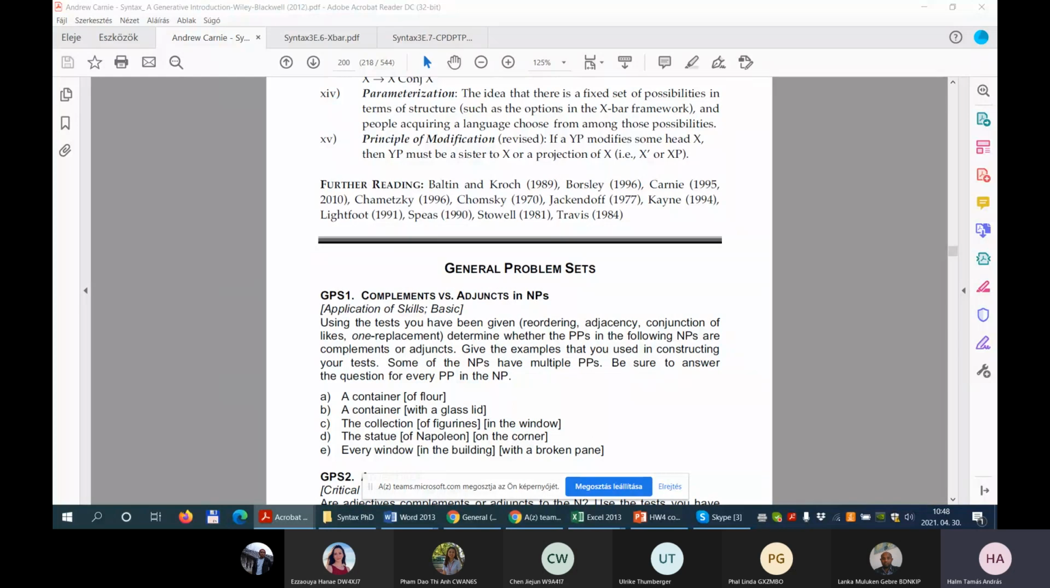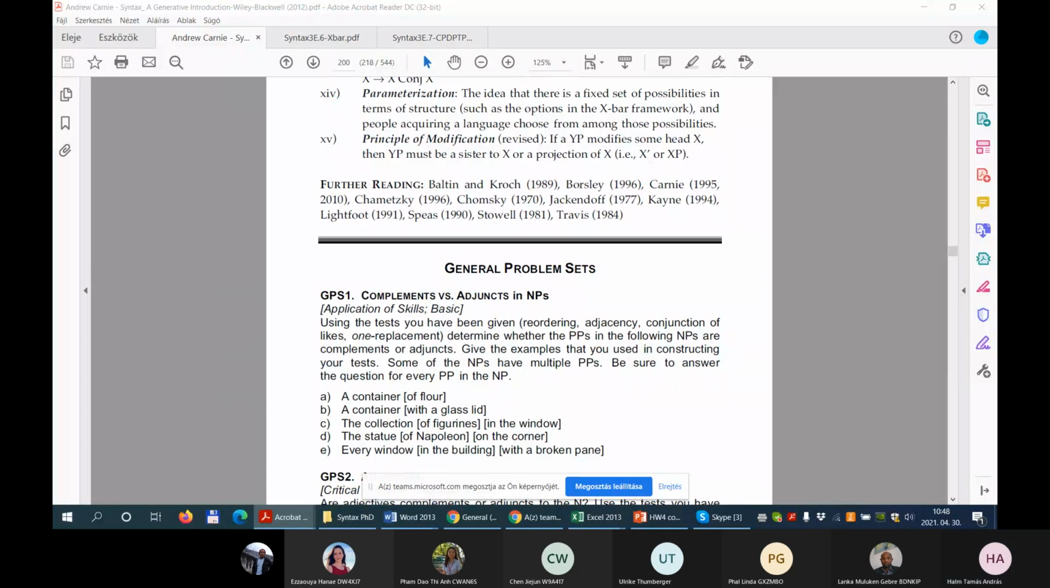And I think, yeah, Ulrike, please. I see your hand. Sorry, I forgot to lower my hand. That's okay. What I just wanted to add quickly is that I think you can also use the one replacement. So you can say which windows, the ones in the building with a broken pane. I think that also works.